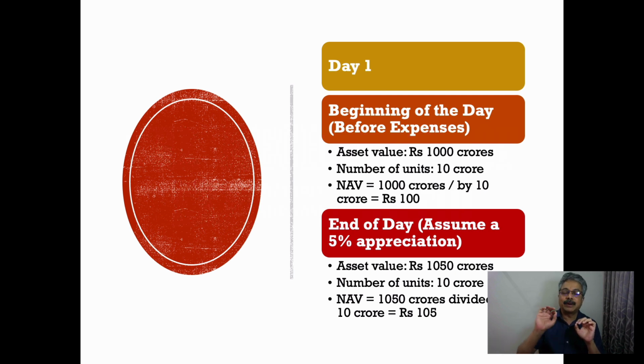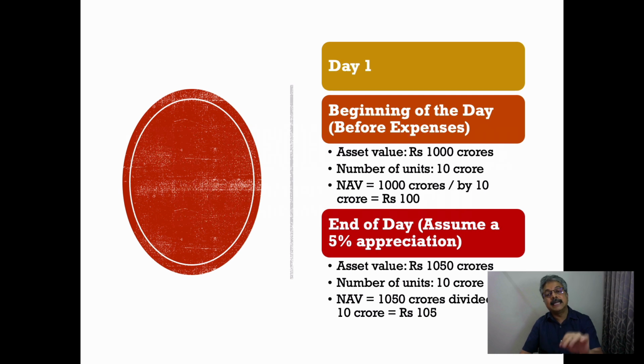Let's take 1 day of trading. Beginning of the day, before expenses, asset value is 1000 crores, number of units is 10 crores, NAV is rupees 100. Suppose this portfolio grows by 5% during that 1 day. It's a fantastic day. Let's assume that. At the end of the day, the asset value is 1050 crores, and let's assume the number of units stays the same, 10 crore units. Now, the nominal NAV based on these two numbers would be 105 rupees. 1050 divided by 10 is 105 rupees, right?